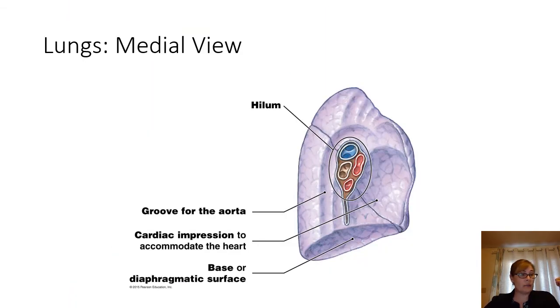Medial view of the lung. This picture is on 536 in your lab manual as well. This is going to give us a nice view of that hilum. So this whole area right in here is the hilum, and erasing that, we have pulmonary arteries and veins, and then this is going to be your bronchi.